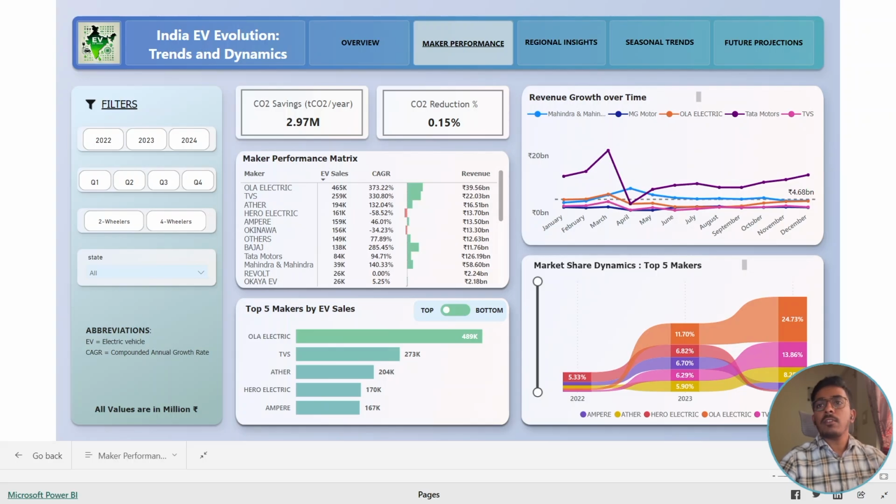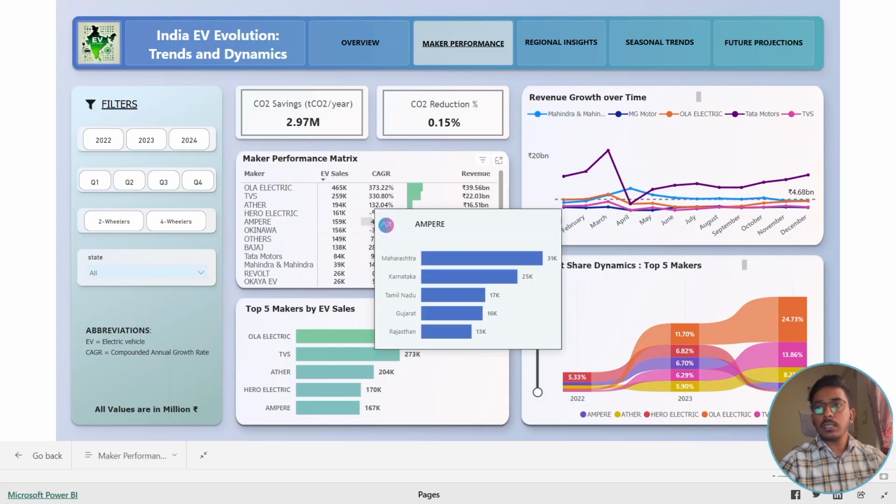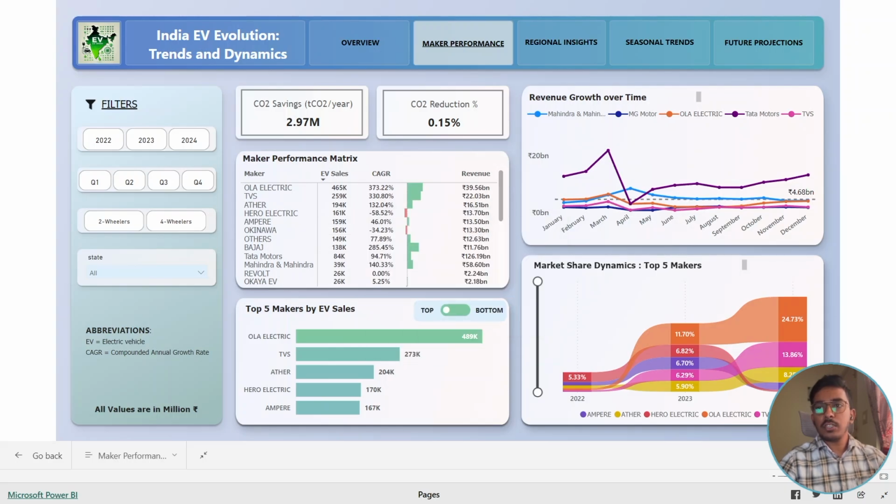Through this maker performance chart, we can quickly see the demographics of makers and their performance. And I have added a tooltip here to check each maker with their top performing states. And this bar chart shows the top performing makers in terms of sales, and I have added a toggle here to switch between top and bottom makers.